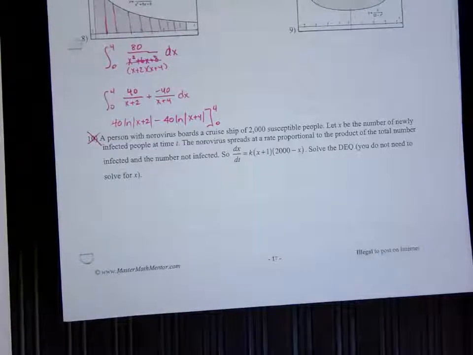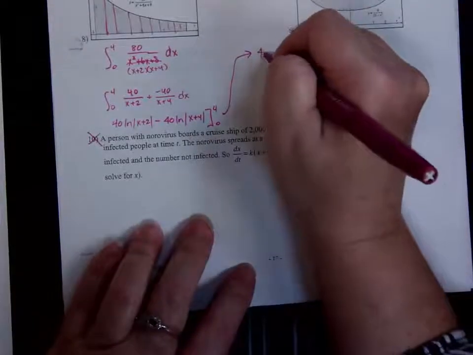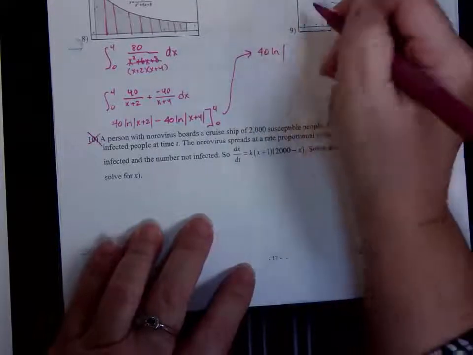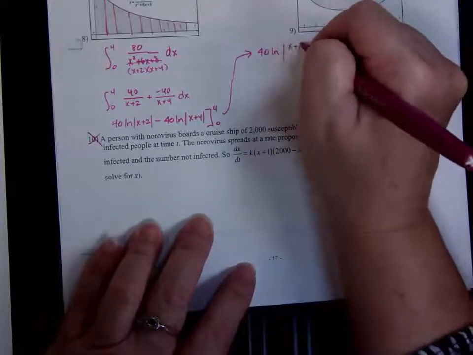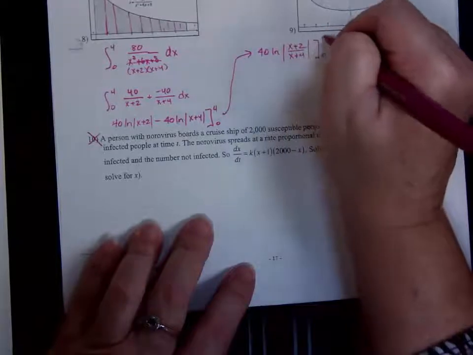So you wouldn't write it like a fraction? I'm about to. If you write it like a fraction, it makes plugging in the numbers a lot easier. When I did it the first time, I didn't make it a fraction, and it was a lot more math to clean it up. So, since I'm running out of room, I'm going to come up here and write 40 ln absolute value of x plus 2 over x plus 4, bracket 0 to 4.